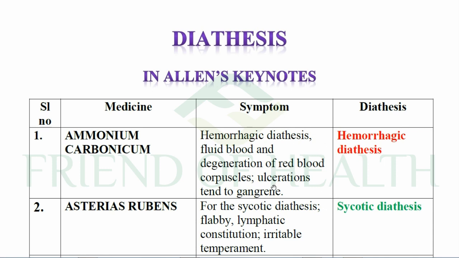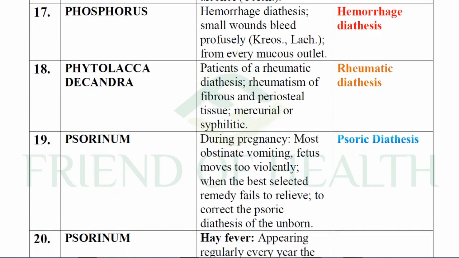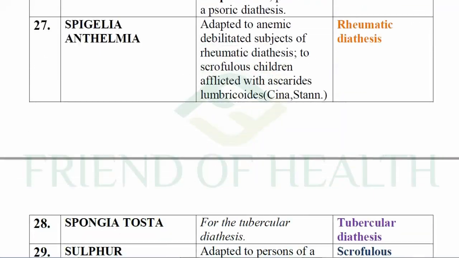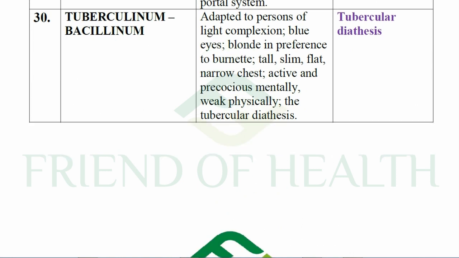You have to learn the exact line by heart, and also compare all the diathesis remedies, because that itself can be a question. They can give 3 hemorrhagic diathesis remedies and 1 which is not from hemorrhagic diathesis, and ask which among the following is not a remedy in hemorrhagic diathesis. We will see all those in detail. Around 30 places you can see the word diathesis in Allen's Keynote.